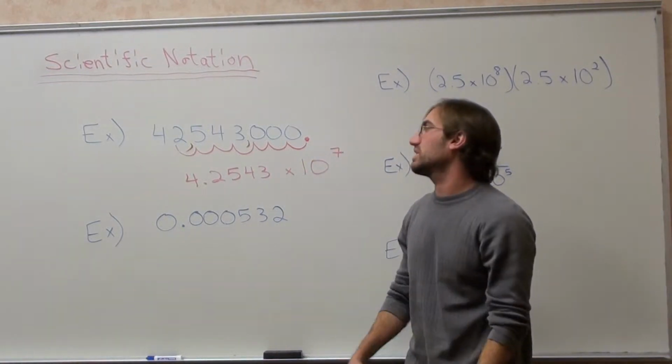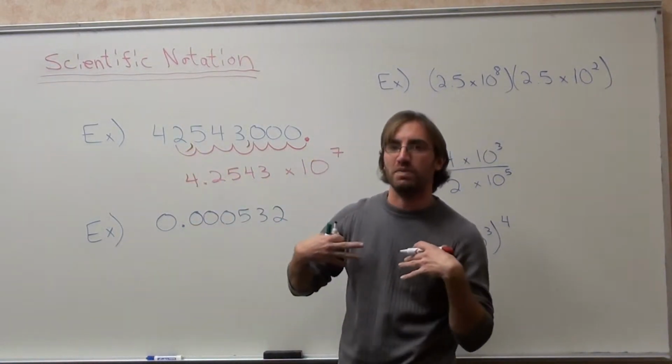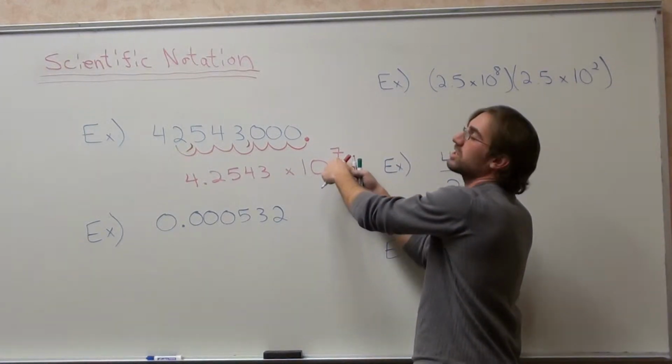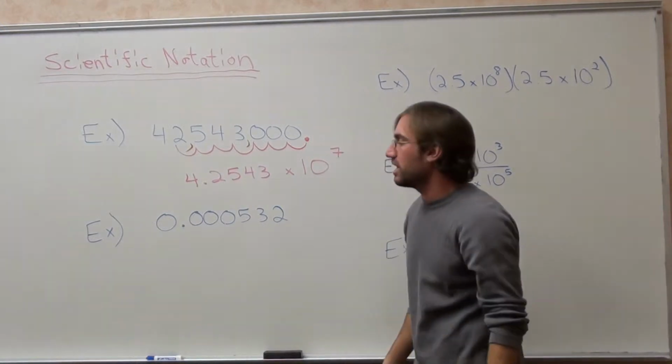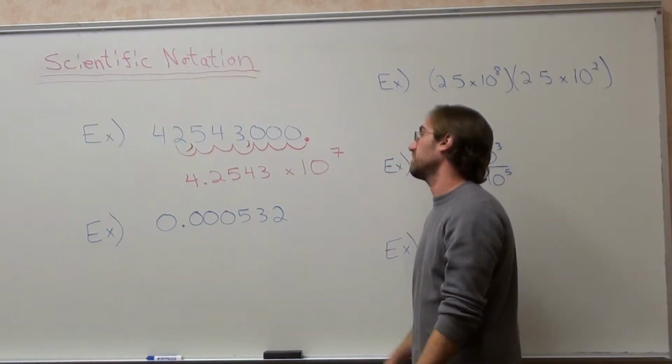Now what I tell my students is, if the number is bigger than 1, I was a rich man, so the exponent is going to be positive. Now if the number is smaller than 1, i.e. 0.00 something, then I'm going to be a poor man, and that's going to be a negative exponent.